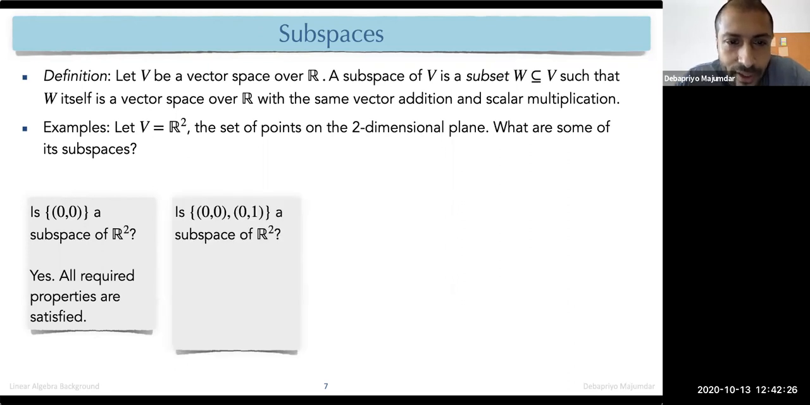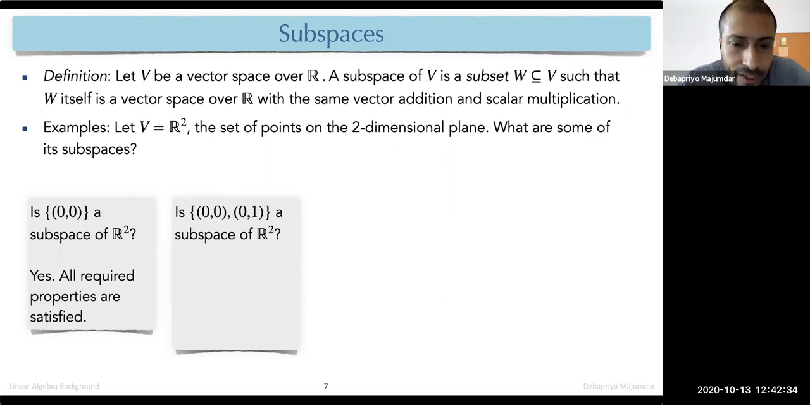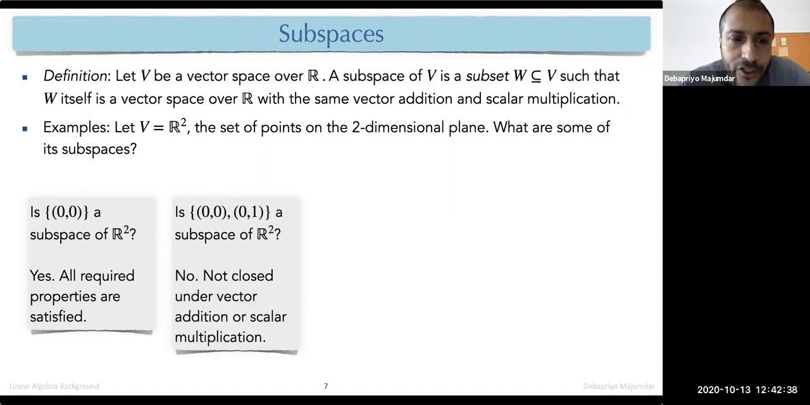What about (0, 0) and (0, 1)? Two vectors only. No, sir. Okay, so why no? A linear combination may lead out of the set. Right, so it is not closed under addition or scalar multiplication. Things will go out of this set.